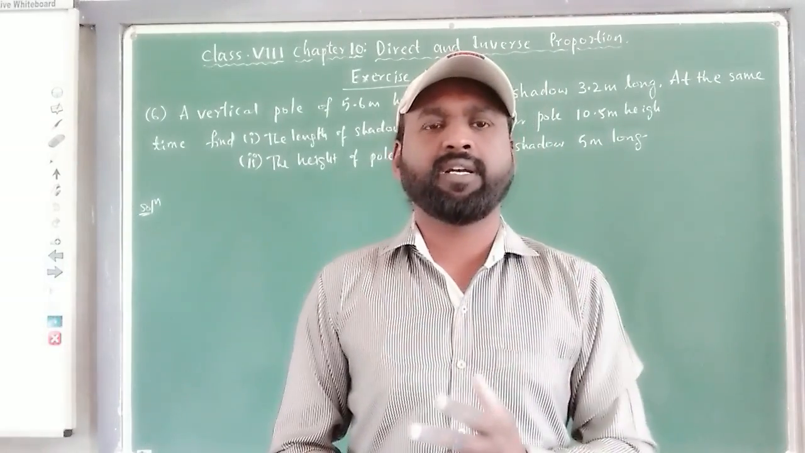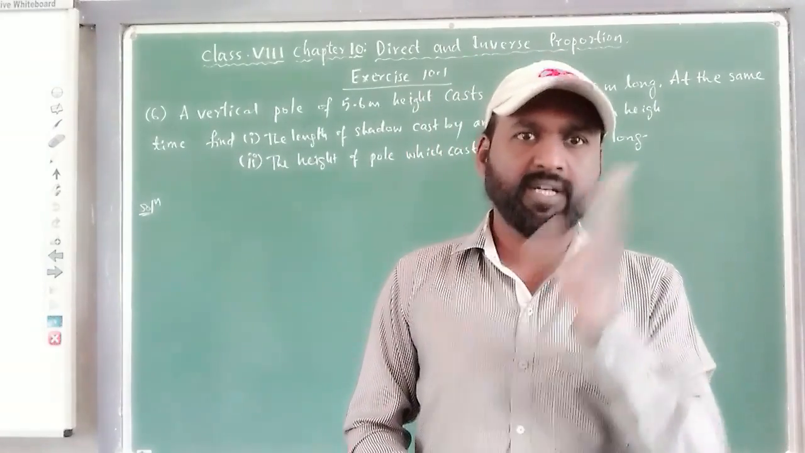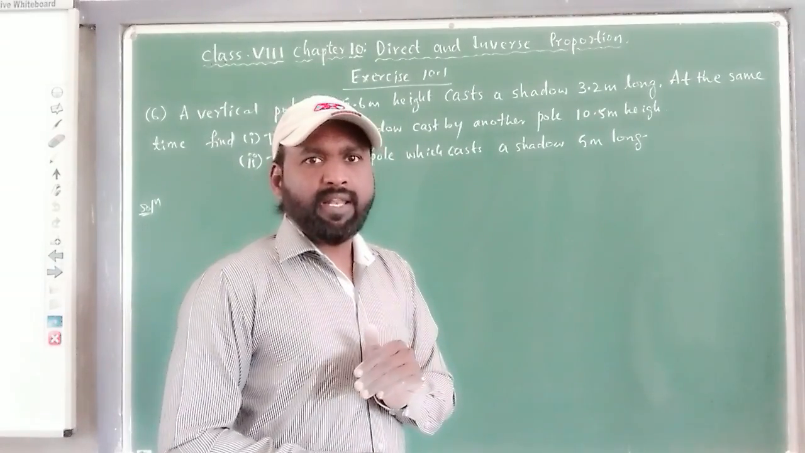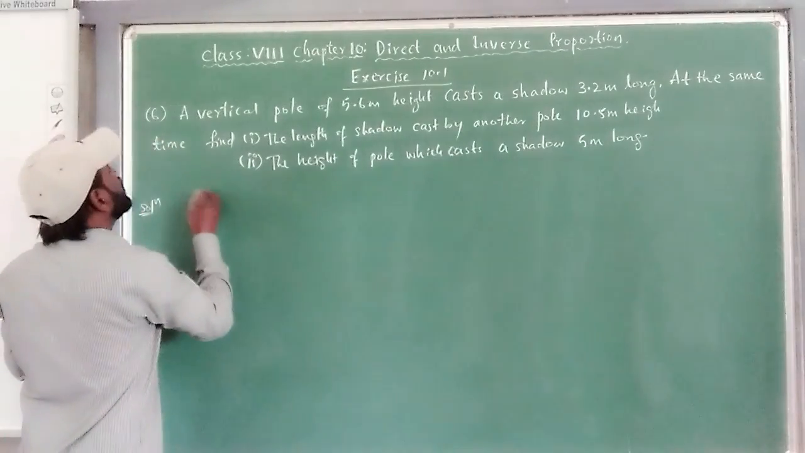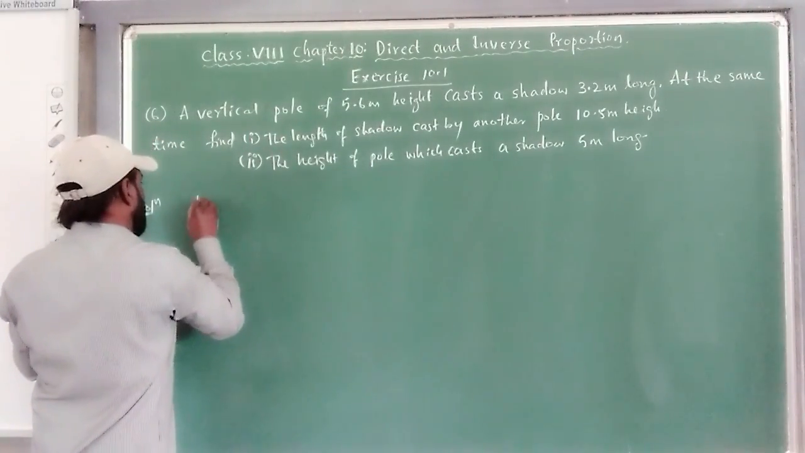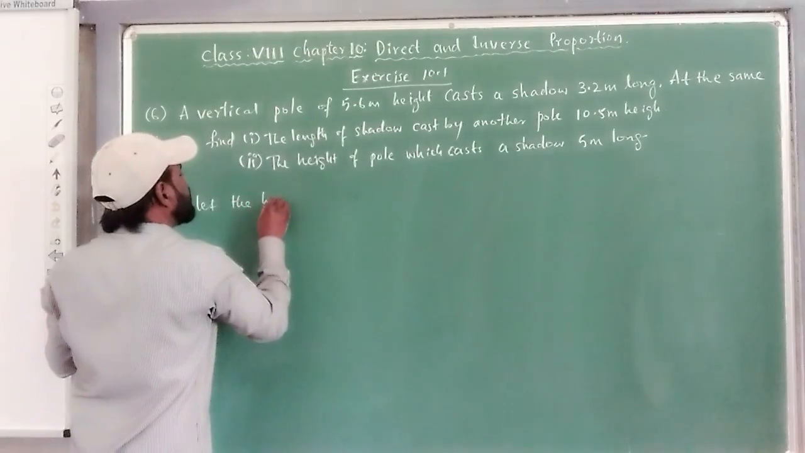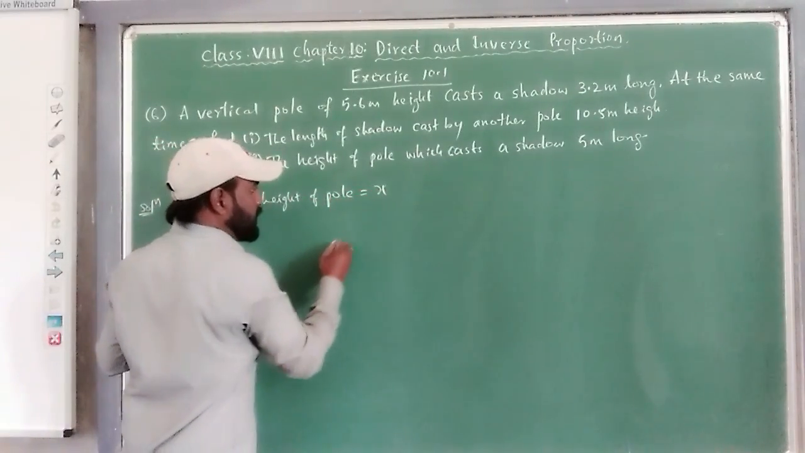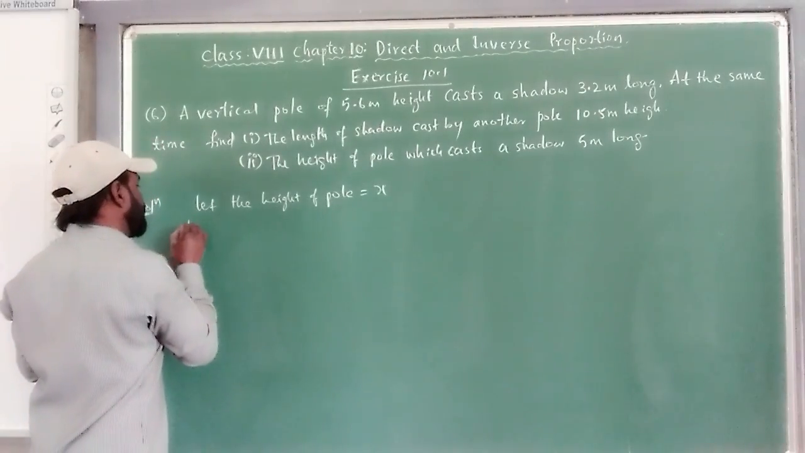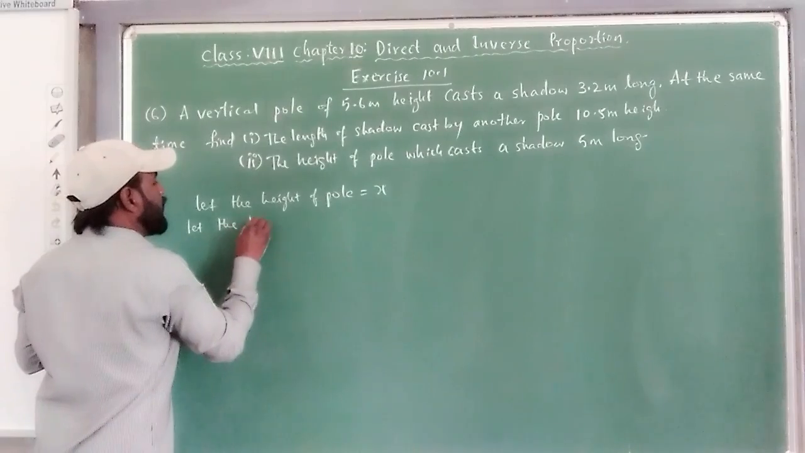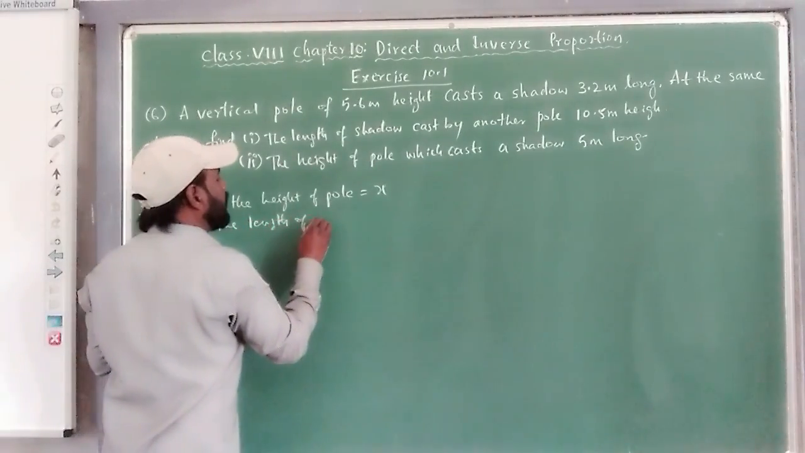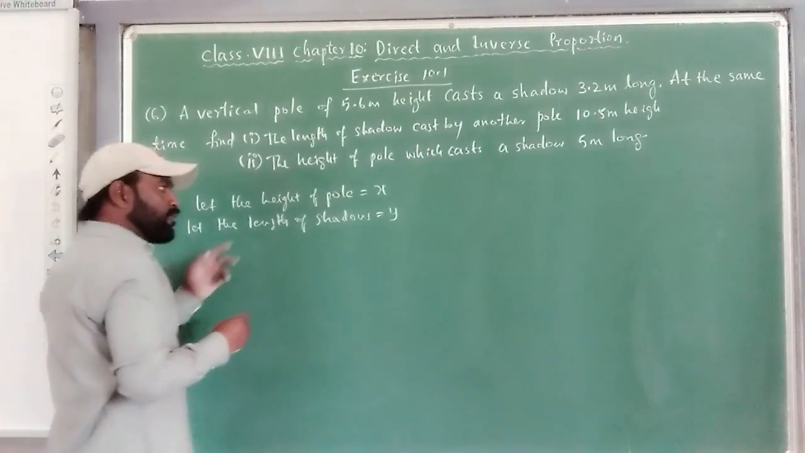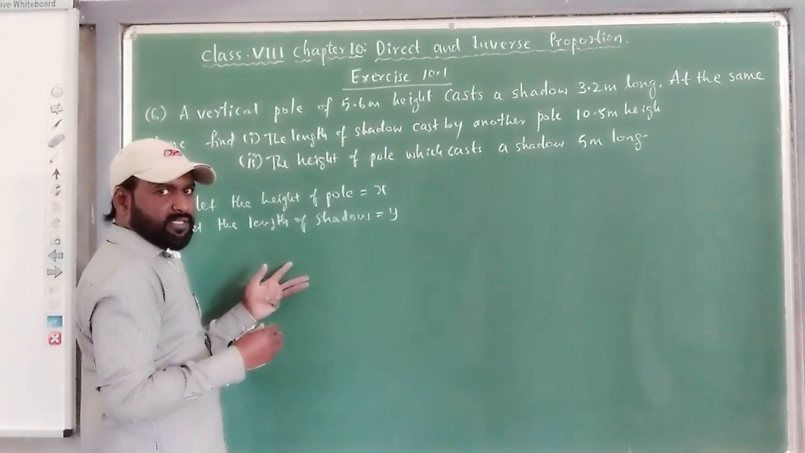That relation we have to understand: is it direct proportion or inverse proportion? That is the main thing. So here the two quantities are: one is the height of the pole, the other is the length of the shadow. Here what is given? The height of the pole. Let the height of the pole be x units and the length of the shadow be y units. So both are in direct proportion as we discussed right now.